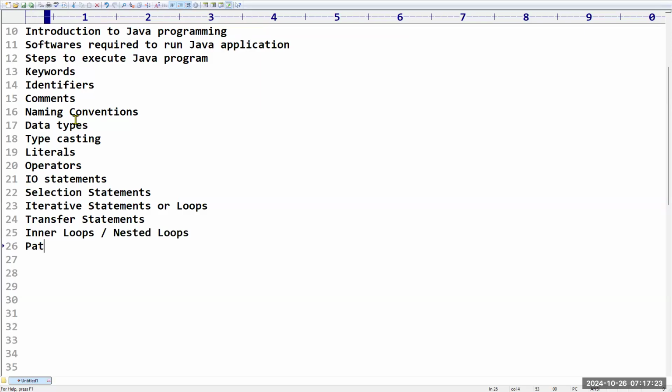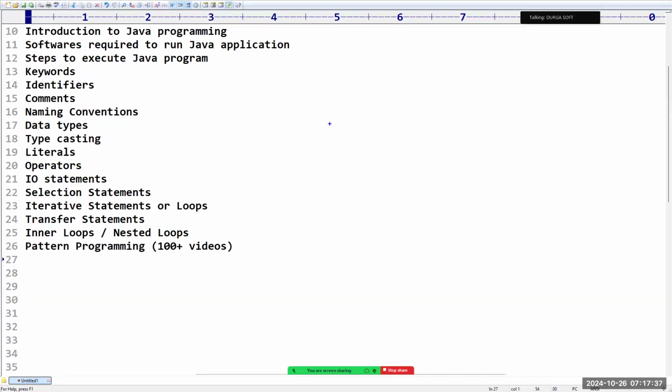Next and after that, pattern programming. For this, we have almost 100 plus videos. I'm going to demonstrate a few programs, and after that, I'm going to share the videos.